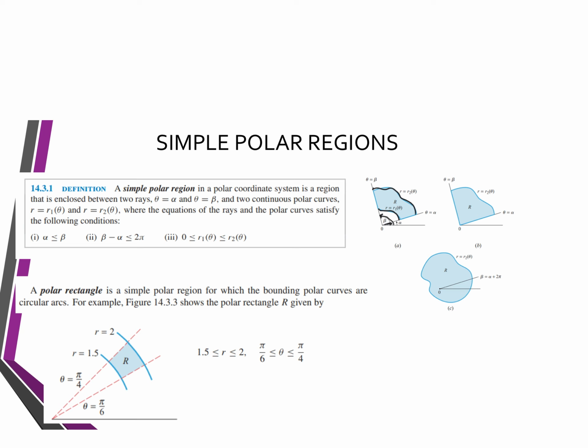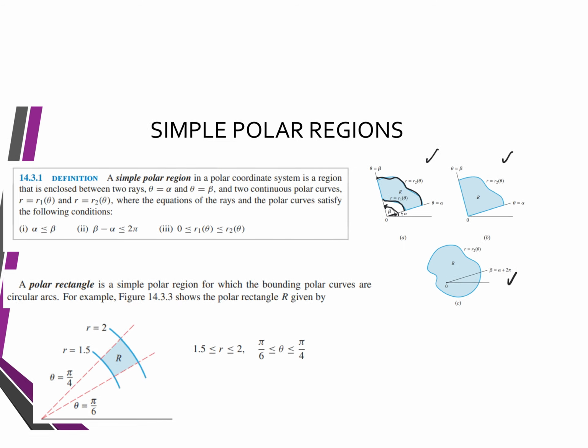And these polar curves satisfy the following conditions. The first one is A is less than or equal to B, B minus A is less than or equal to pi, and also R1 is in between 0 and R2. So here are the examples.